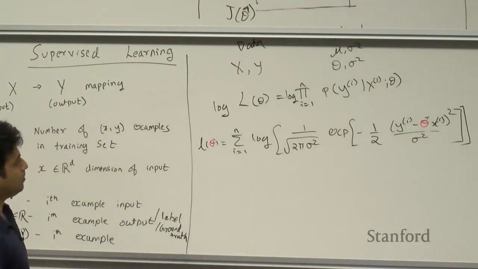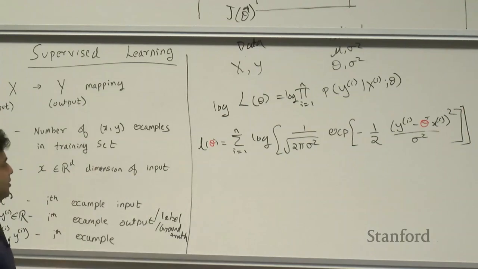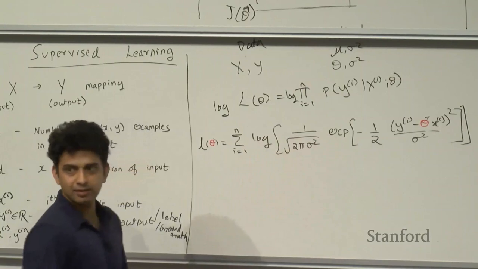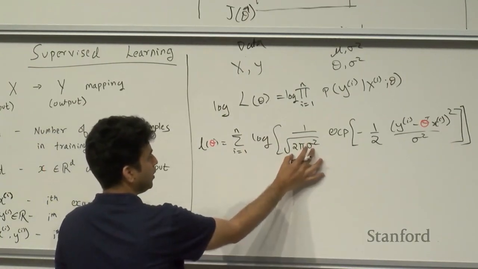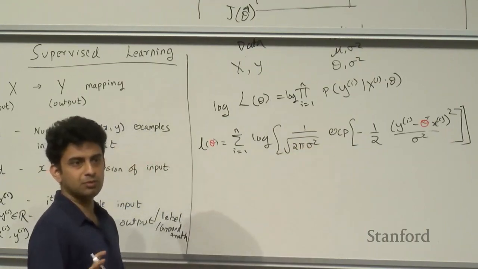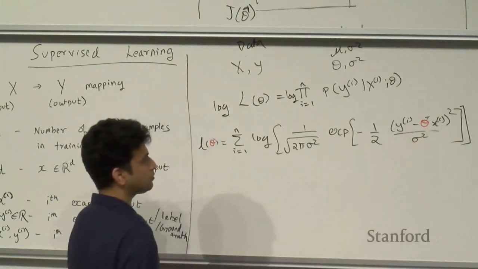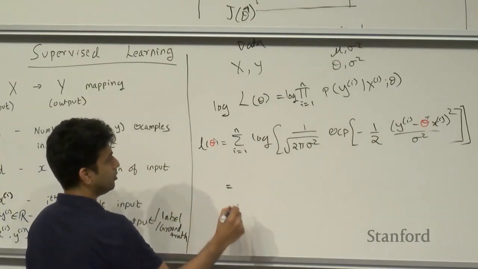Right? And now with this likelihood function, you can zoom out and look at this expression, and you can see that log and exp cancel out. The 2 pi sigma square is just some constant. We are assuming sigma square is just some unknown constant. This is some constant again. We have a minus half square.